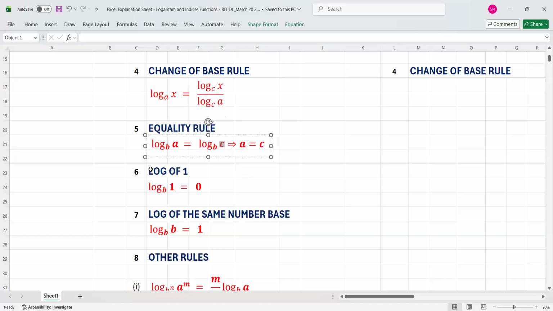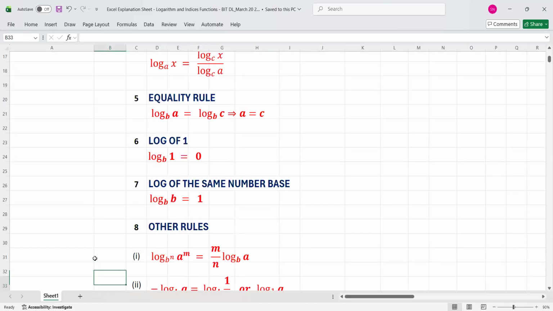Okay, rule number 6. Log 1 is always 0. Log 10 base 10 is always 1. So when you evaluate the log of 1, you get 0. And when you evaluate a log that is equal to 1, then that log must be the log of a number to the same base. Log a base a is 1. Log b base b is 1. Log 10 base 10 is 1. All these properties are applicable to the family of logs.